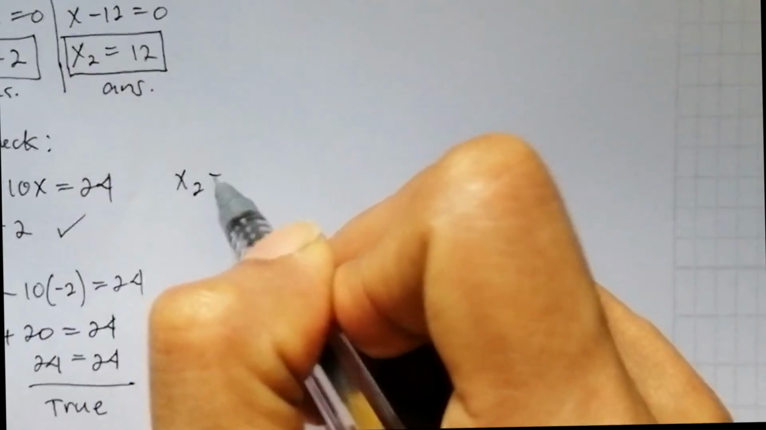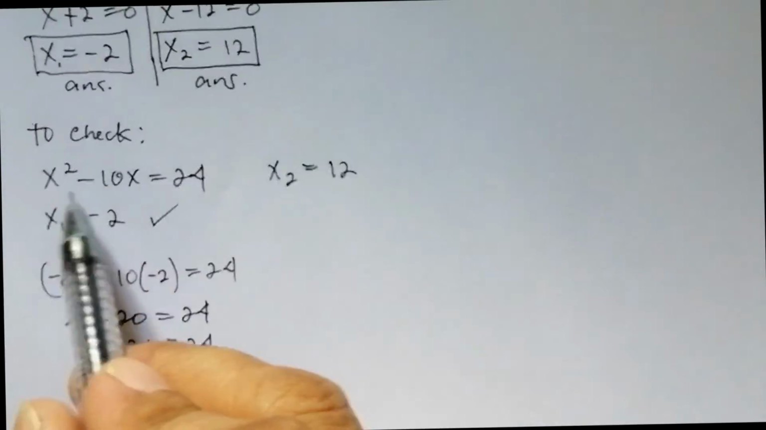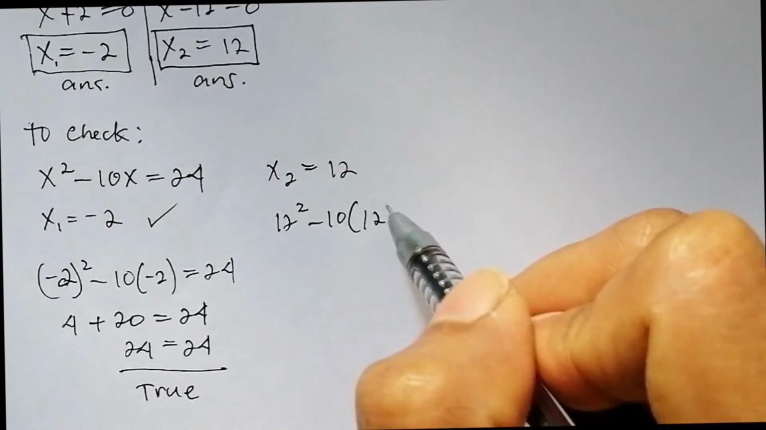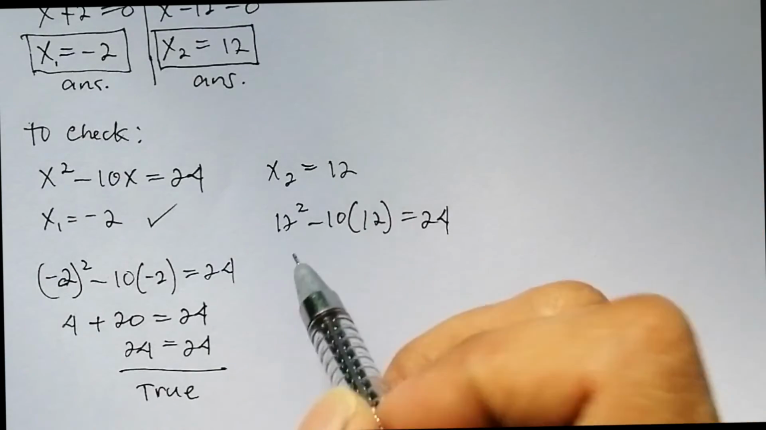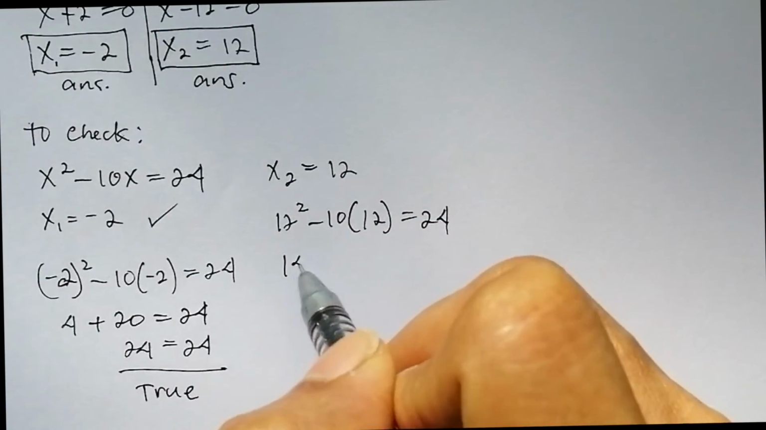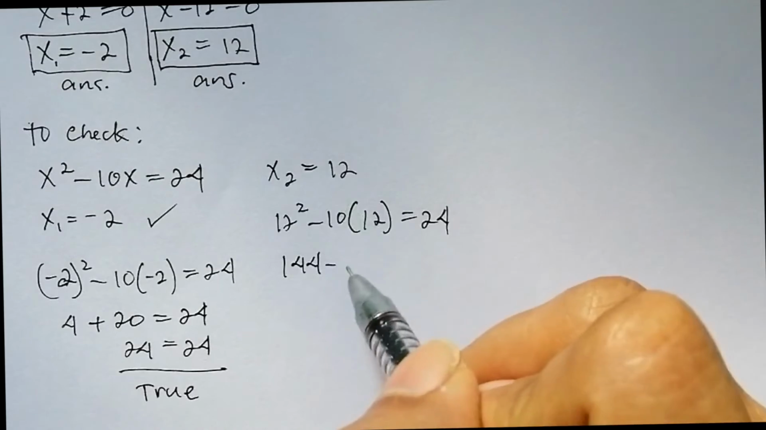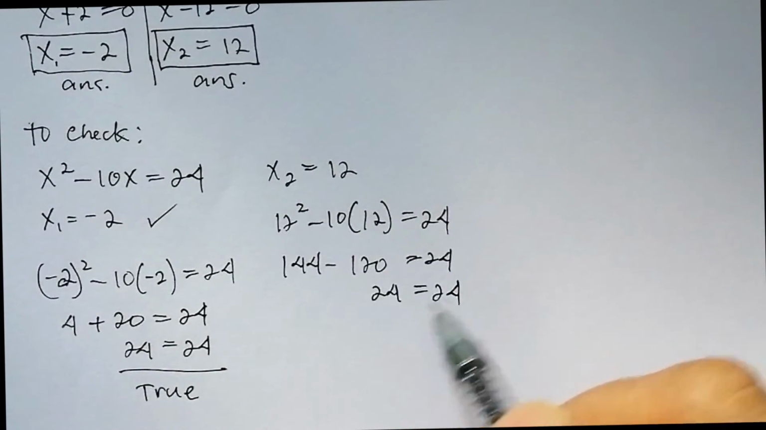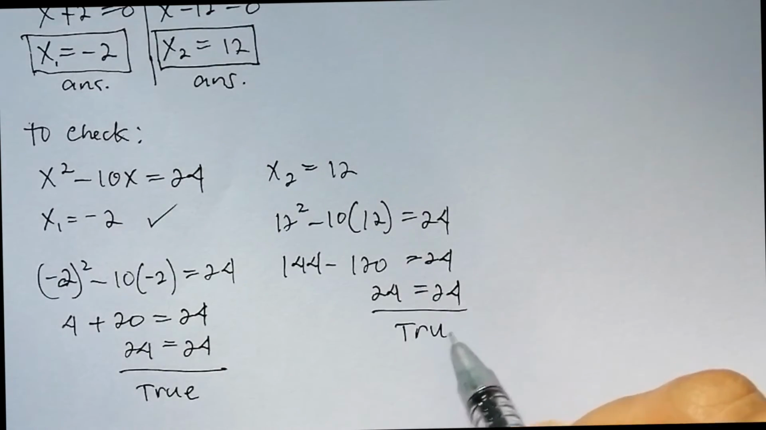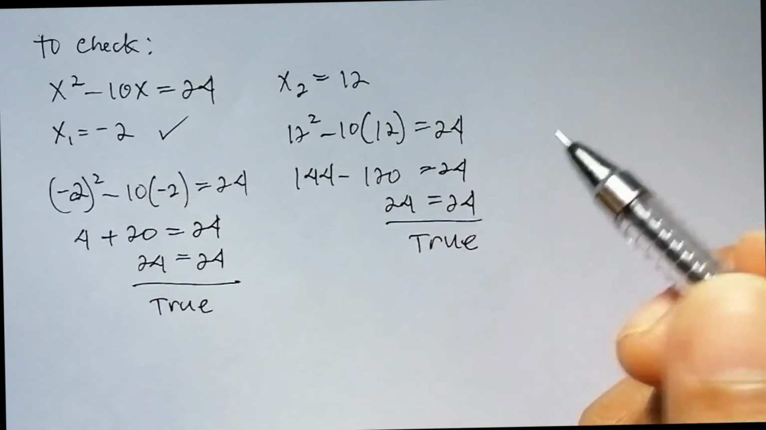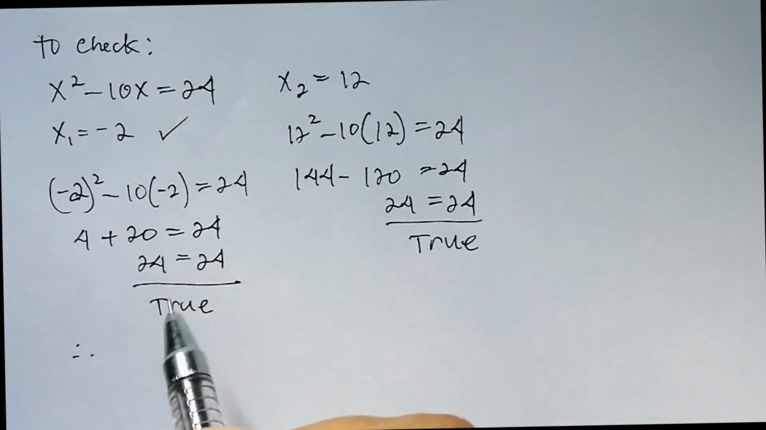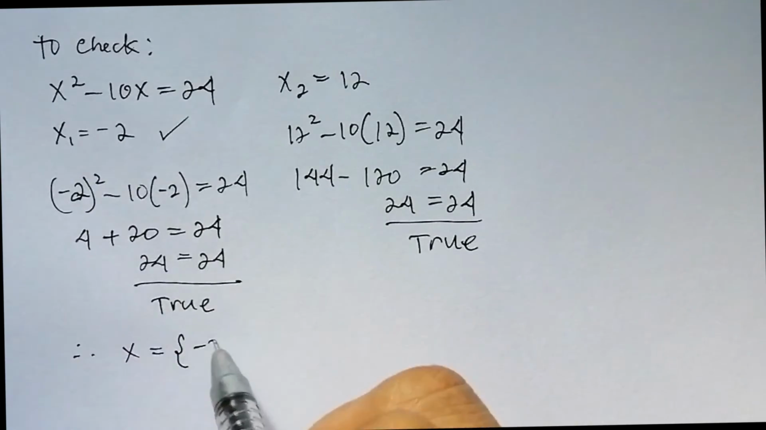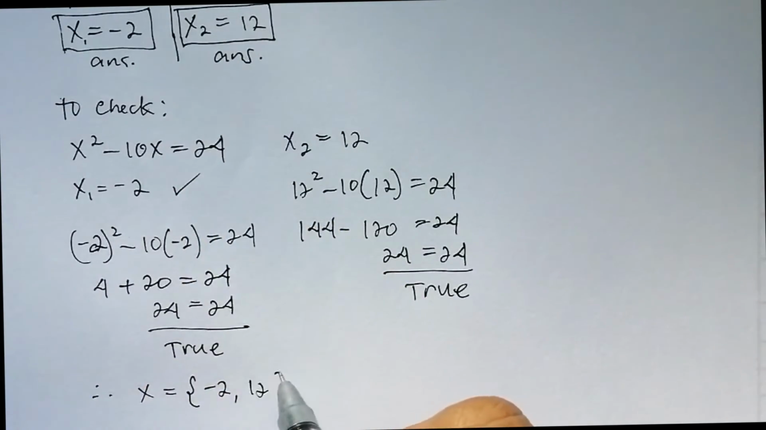Next let's evaluate the value of x equals 12. Yes, it is true that the value of x equals 12 is correct. Therefore, the values of x's negative 2 and positive 12 is the solution set of the given equation.